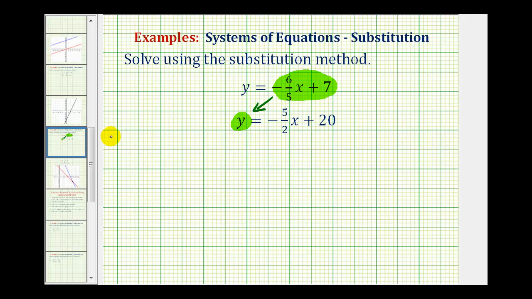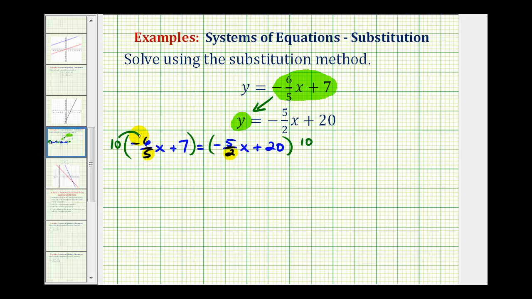So we would have negative 6/5 x plus 7 equals the right side of this equation, which would be negative 5/2 x plus 20. Now to solve this equation, we could work with the fractions, but it's probably going to be easier if we clear the fractions by multiplying both sides of the equation by the least common denominator, or the least common multiple of 5 and 2, which would be 10. So now we're going to multiply both sides of the equation by 10 to clear the fractions. Again, we don't have to do this, but it's probably going to be easier to solve this without fractions.